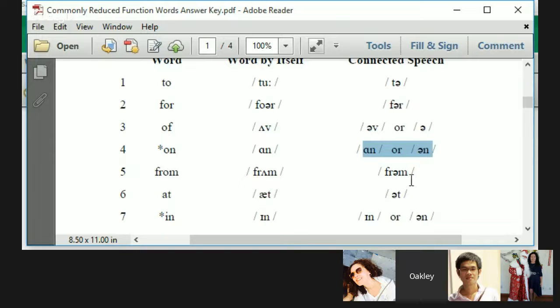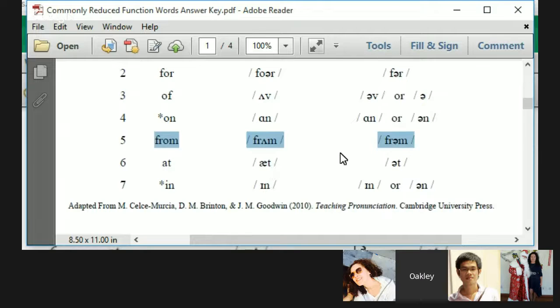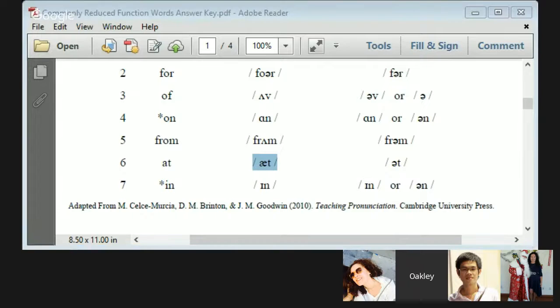Actually, the same with the next one. It's really quite similar. From. It's almost unnoticeable. Really, very subtle to hear. Okay. At.